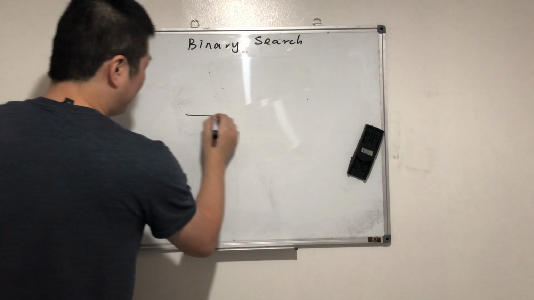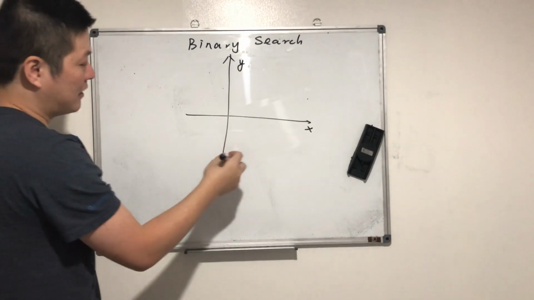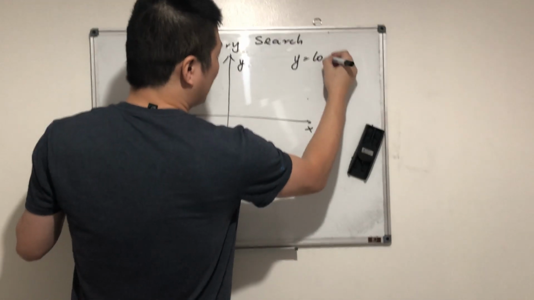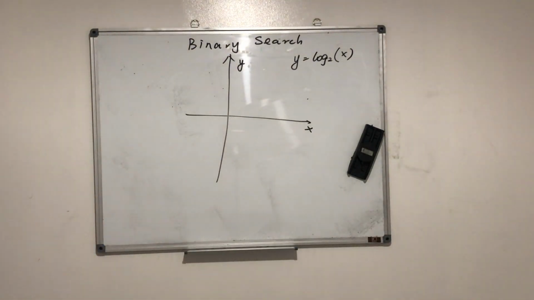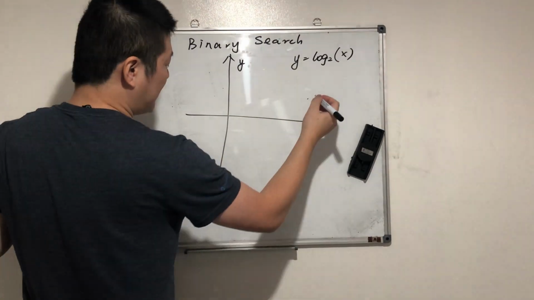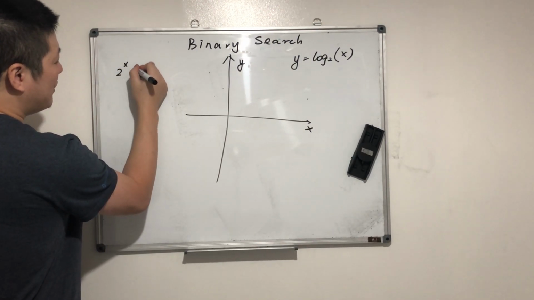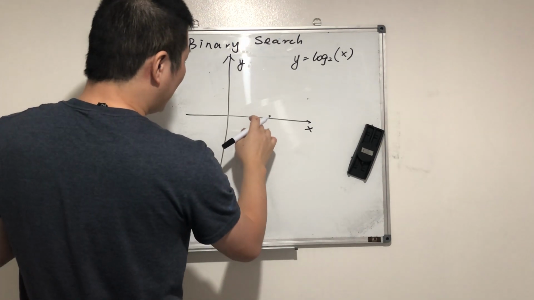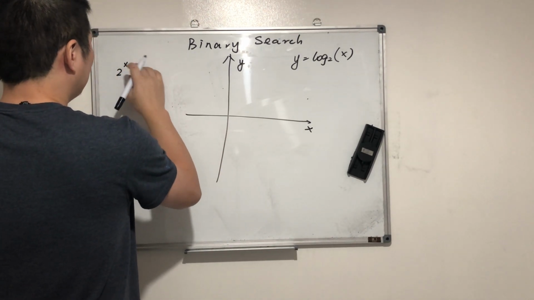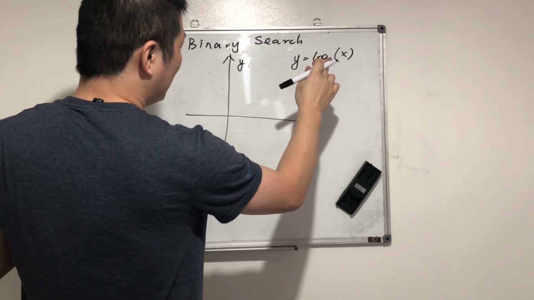So this log function is like that. This is x, this is y. So y equals log base 2 of x. What does it mean? Do you know how the function goes? Log 2 x equals y. So y is 0.